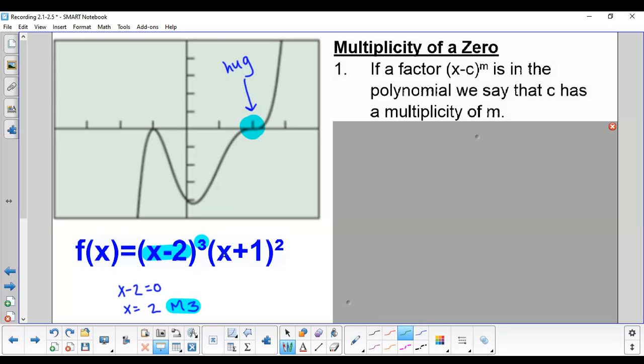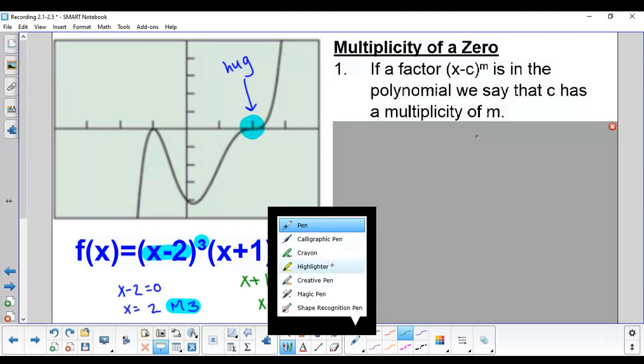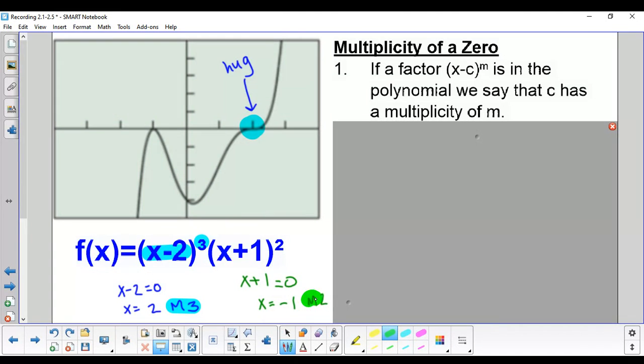Now, we also have a multiplicity on this next factor. The next factor is x plus 1. If I set that equal to 0 and do our solving, I would say that I have 0 at x equals negative 1, and that this has a multiplicity of 2. The reason I say that this has a multiplicity of 2 is because the exponent on that factor was 2. Notice that this shows up on the graph like this, right?